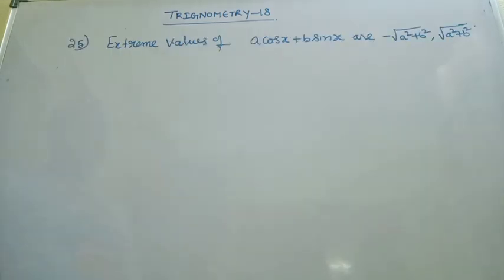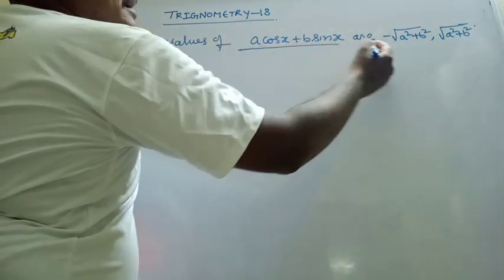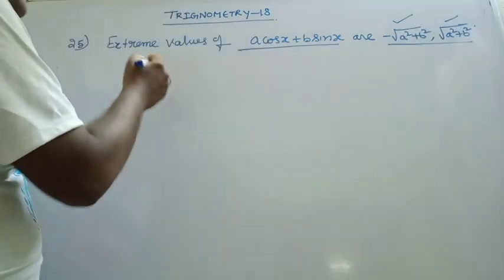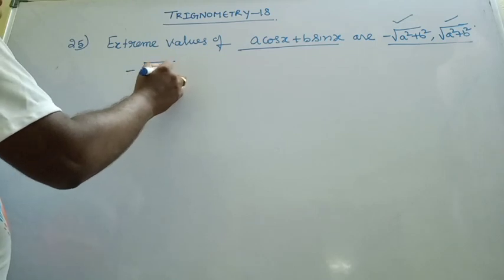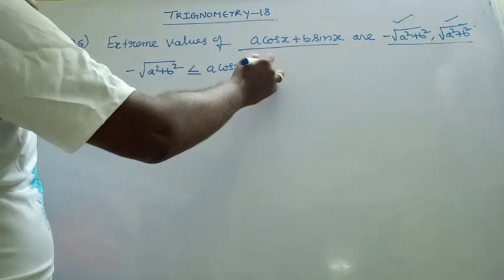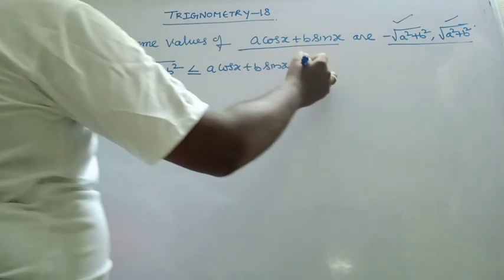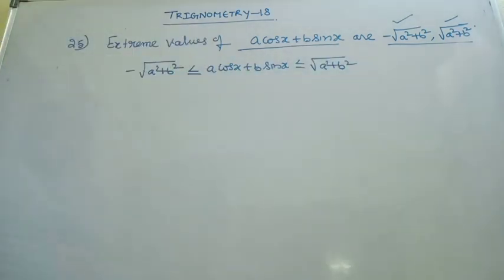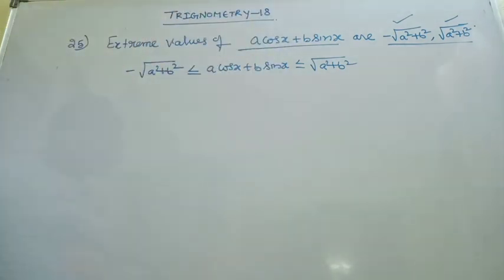Now see a wonderful result. The extreme values of a cos x plus b sin x are, this is the minimum and this is the maximum value. That means what we require to prove is that minus root over a square plus b square is the minimum value of a cos x plus b sin x. That is what I am writing precisely: the extreme values of a cos x plus b sin x are minus root over a square plus b square, comma, root over a square plus b square.